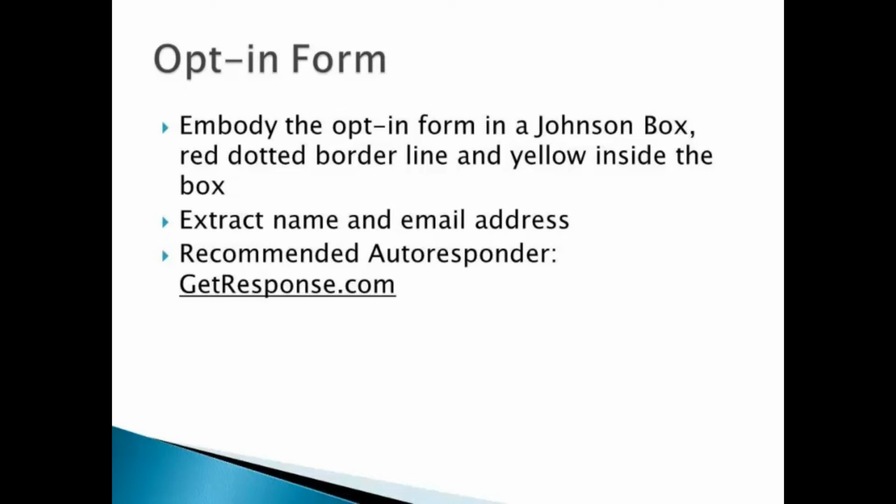This is called the call to action. Always embody the opt-in form in a Johnson box. A Johnson box is a yellow box with a red dotted border line. The opt-in form is the only means for your visitor to fill in his or her information, and when he or she presses the submit button, the visitor will be redirected to the next web page and signs up for your autoresponder, which in effect successfully joins your mailing list.